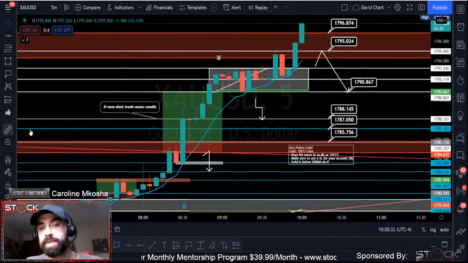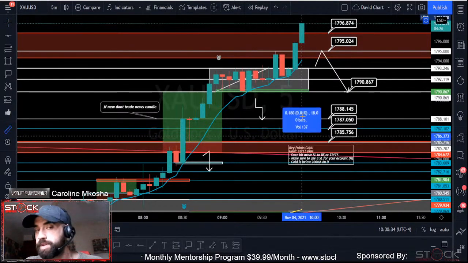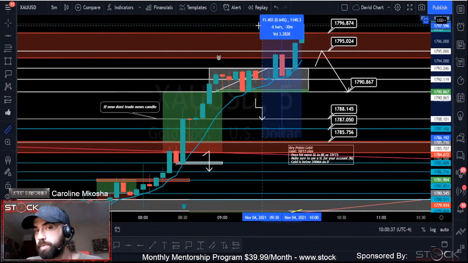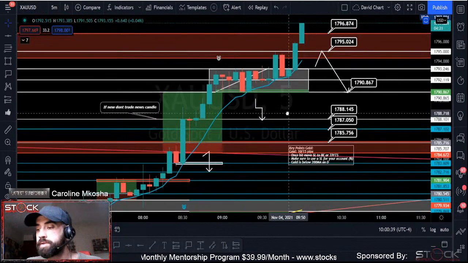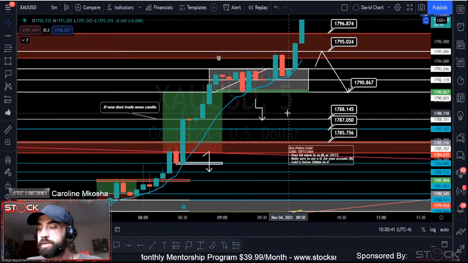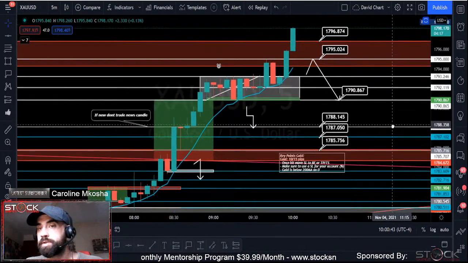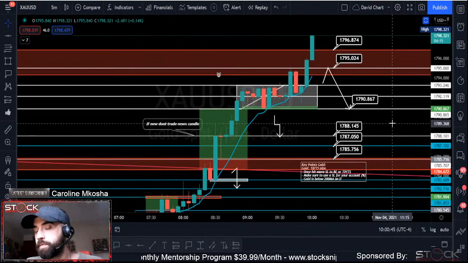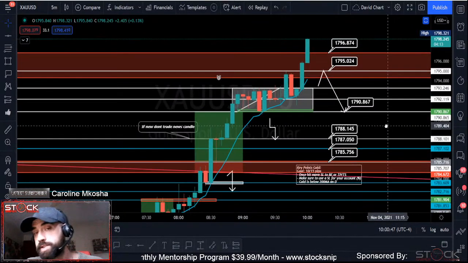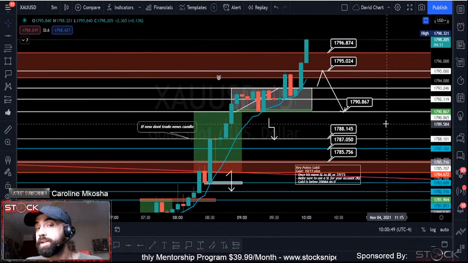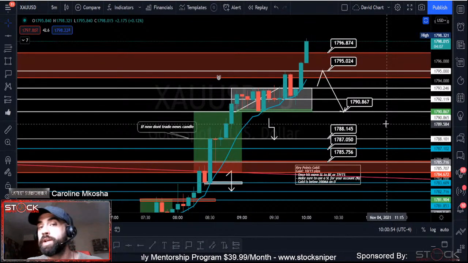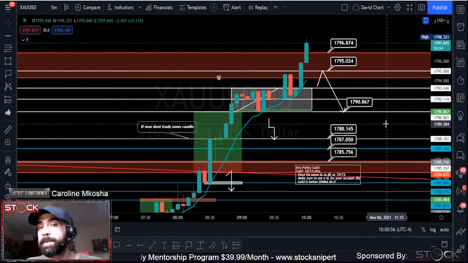Guys, if you caught this from down here, 1785 or anywhere in this area, do you even know you're up almost 100 plus pips? For all you guys who are selling, you've got to understand you're getting lit. You're trading against the trend. You guys got to rethink your methodology of trading. The trend is your friend, all right?